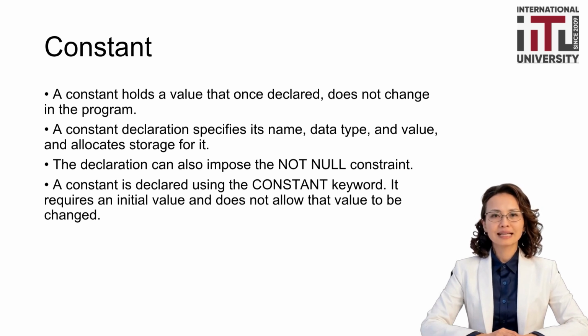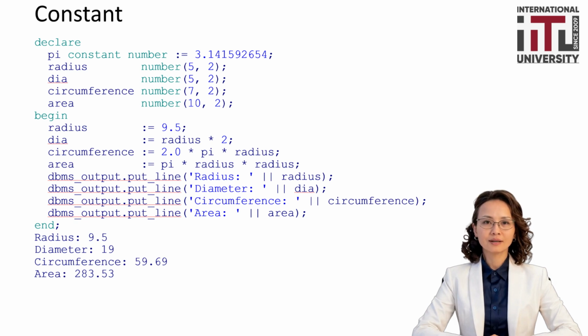It specifies a name, data type, and value, allocating storage. The not-null constraint can be imposed. Declared with the constant keyword, it requires an initial value that cannot be altered. In this PostgreSQL block, we declare a constant pi and calculate the radius, diameter, circumference, and area of a circle.